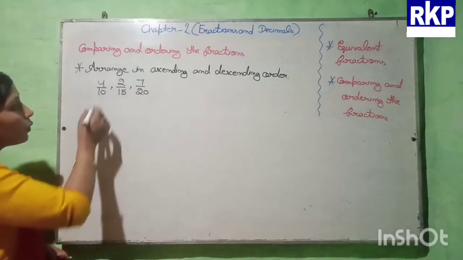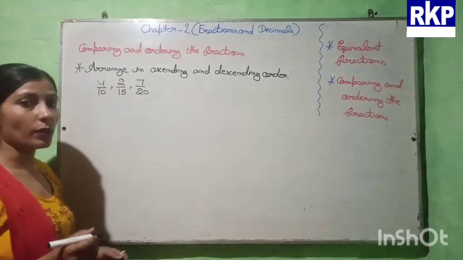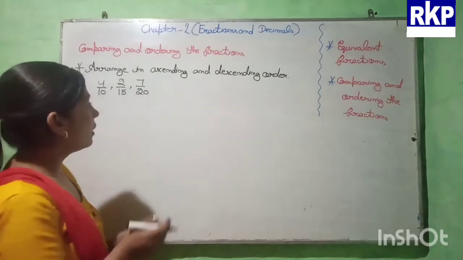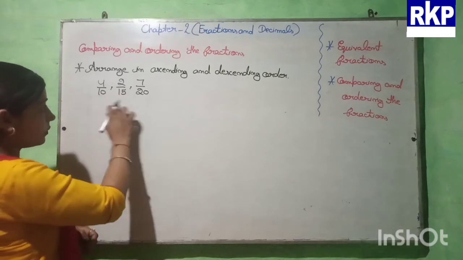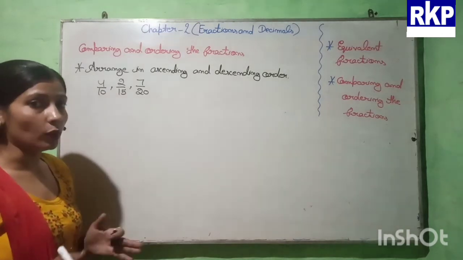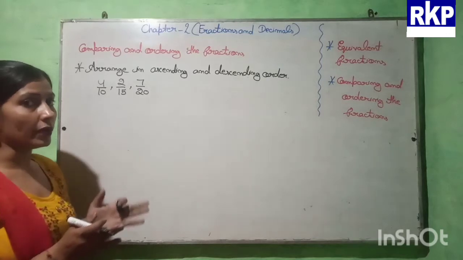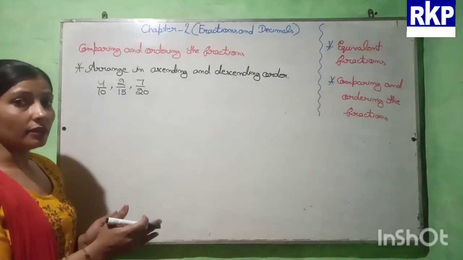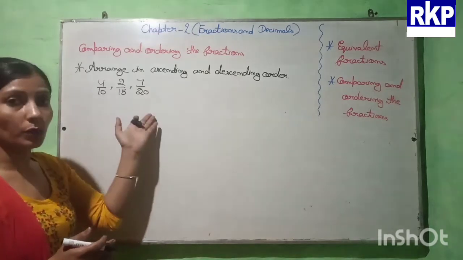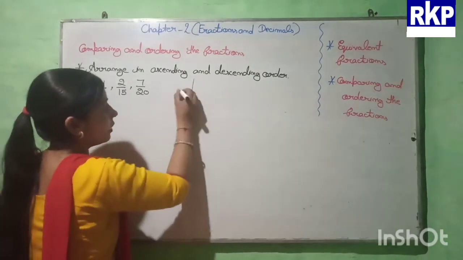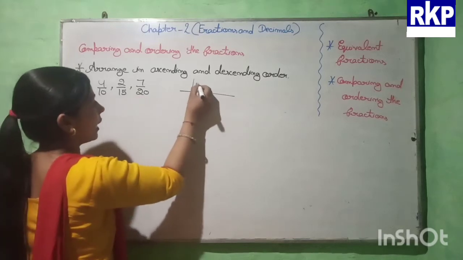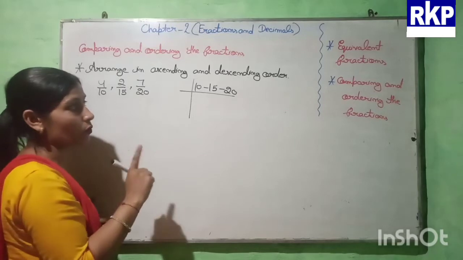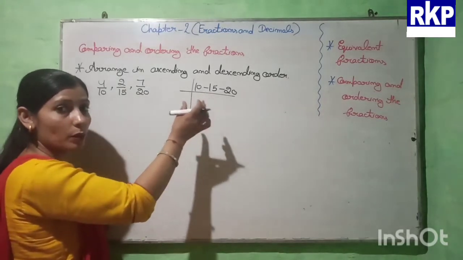Here we have 4 by 10, 2 by 15 and 7 by 20. Here 3 fractions are given. Okay. So here you can see all have different denominators and different numerators. So first of all we need to find the LCM of the denominators. So here the denominators are 10, 15 and 20.